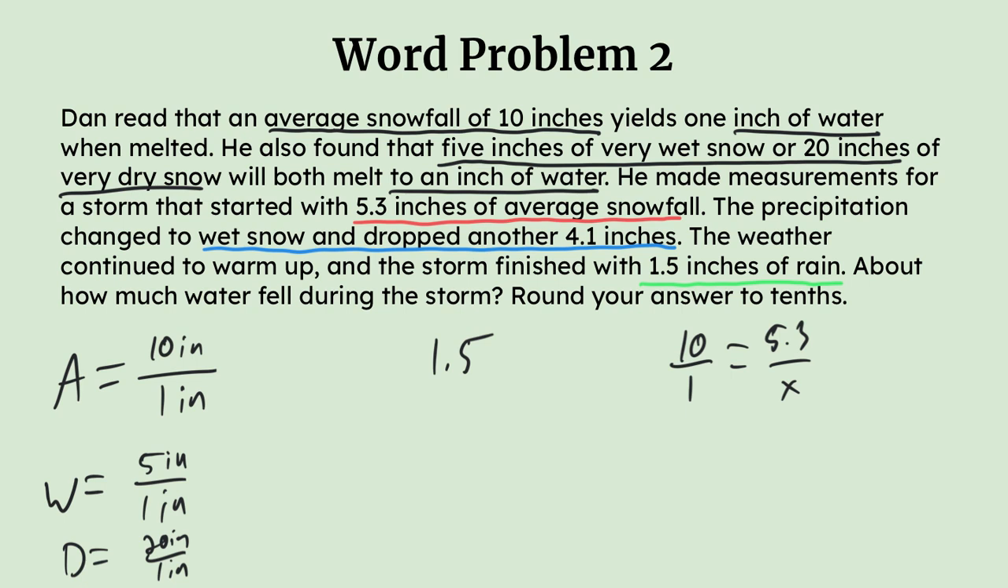So have we solved something like this before? Proportions? Ooh, fancy. I'm trying to think if there's a simpler way to show this than what I've done in algebra. I'm sure there is. Basically, it's going to be 10x equals 5.3. So you divide both sides by 10. You get 0.53 inches. So that is the average snowfall.